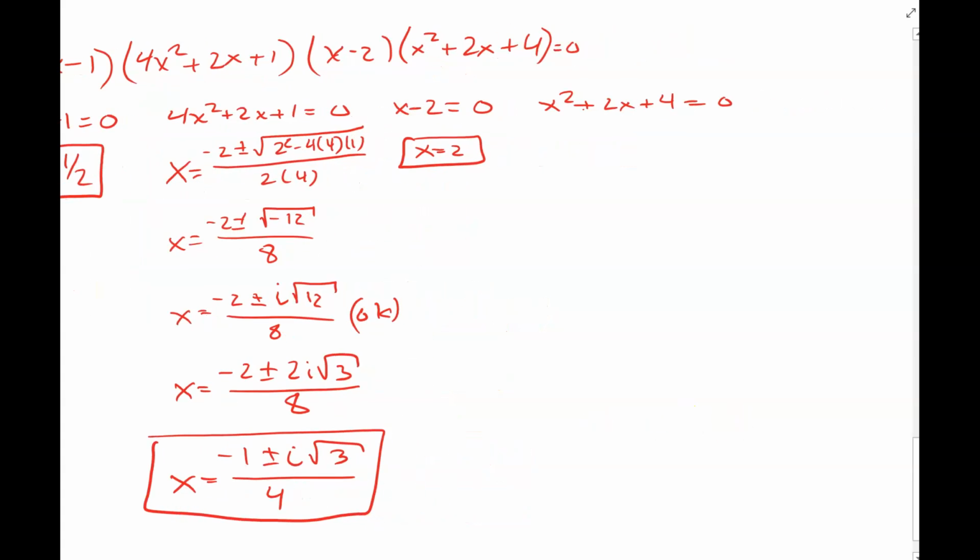We have one more to solve. x squared plus 2x plus 4 equals 0. How should I solve that? It's exactly right. We got to use the quadratic formula again. So negative b plus or minus the square root of b squared minus 4 times a times c all over 2 times a. Now notice the numerator in this is exactly the same as the numerator over here, right? Everybody see that?